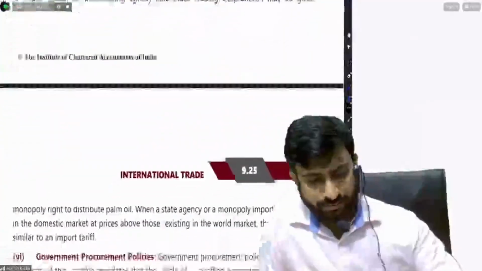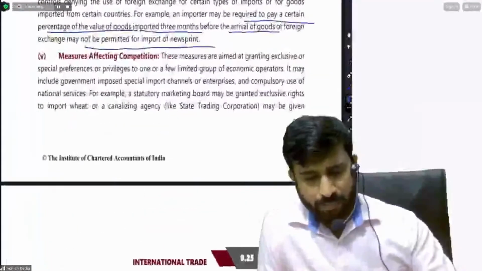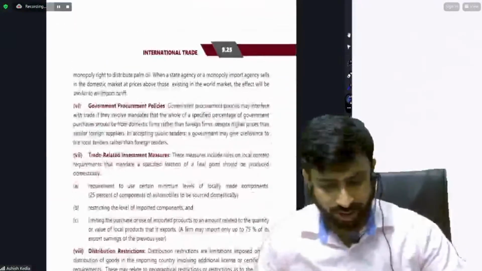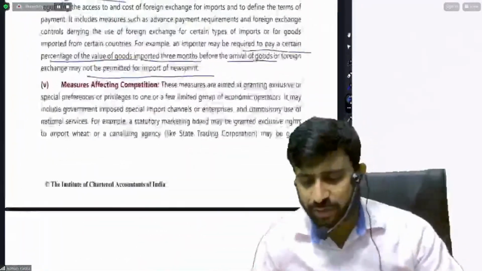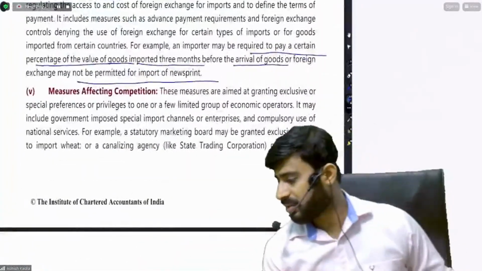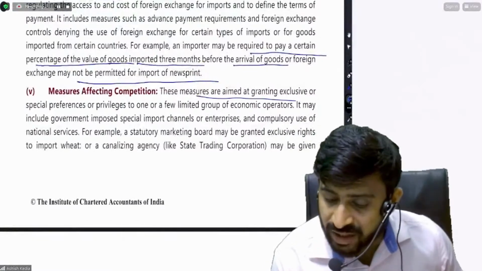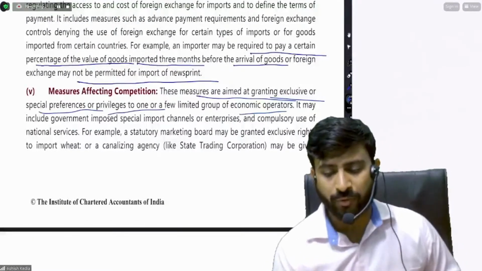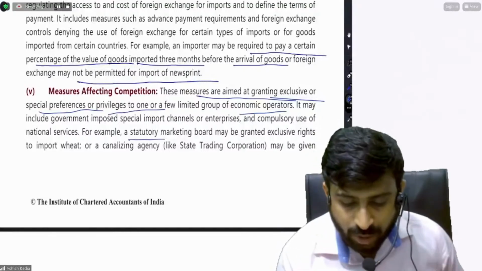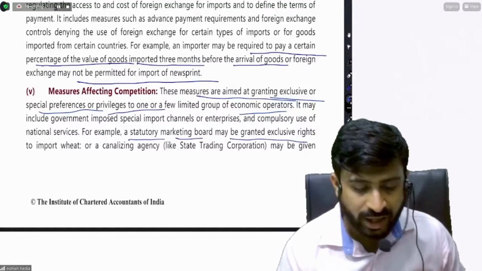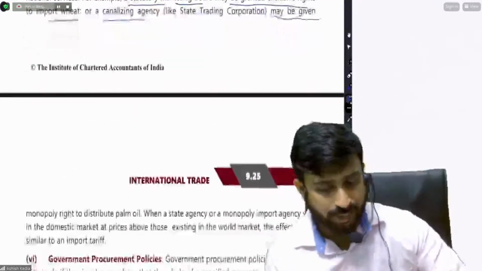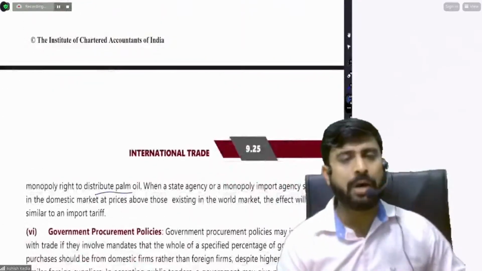Next is measures affecting competition. So friends, measures affecting competition. These measures are aimed at granting exclusive or specific preferences to only a few groups of operators. For example, a statutory marketing board may be granted the exclusive right to import wheat, or a canalizing agency may be given a monopoly right to distribute palm oil.